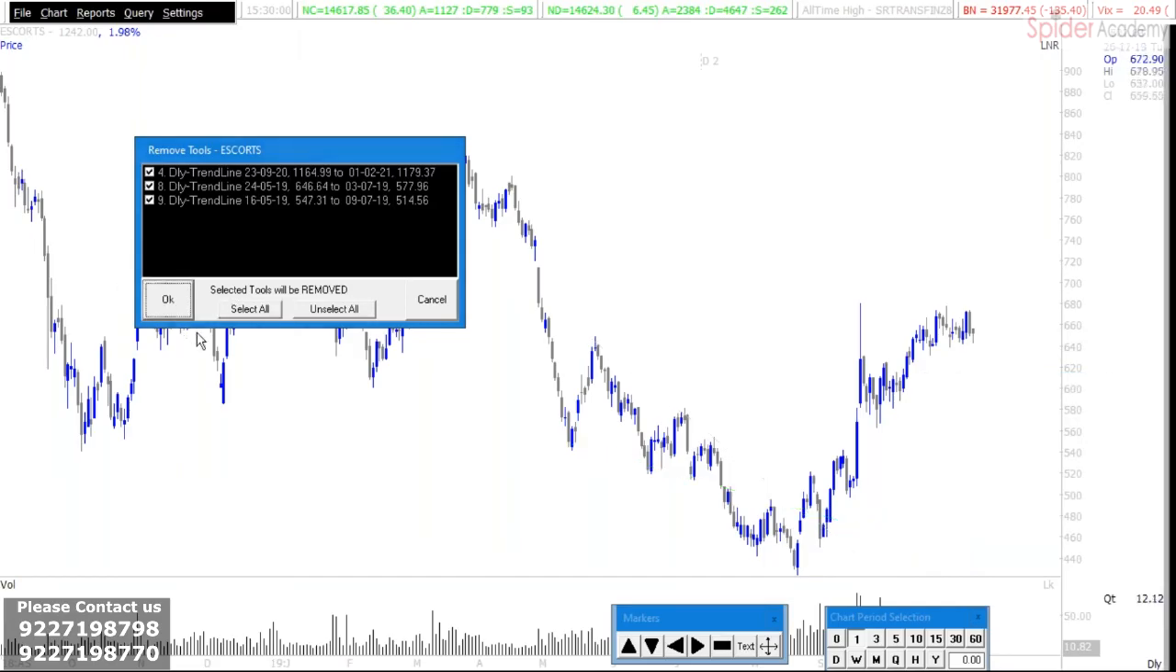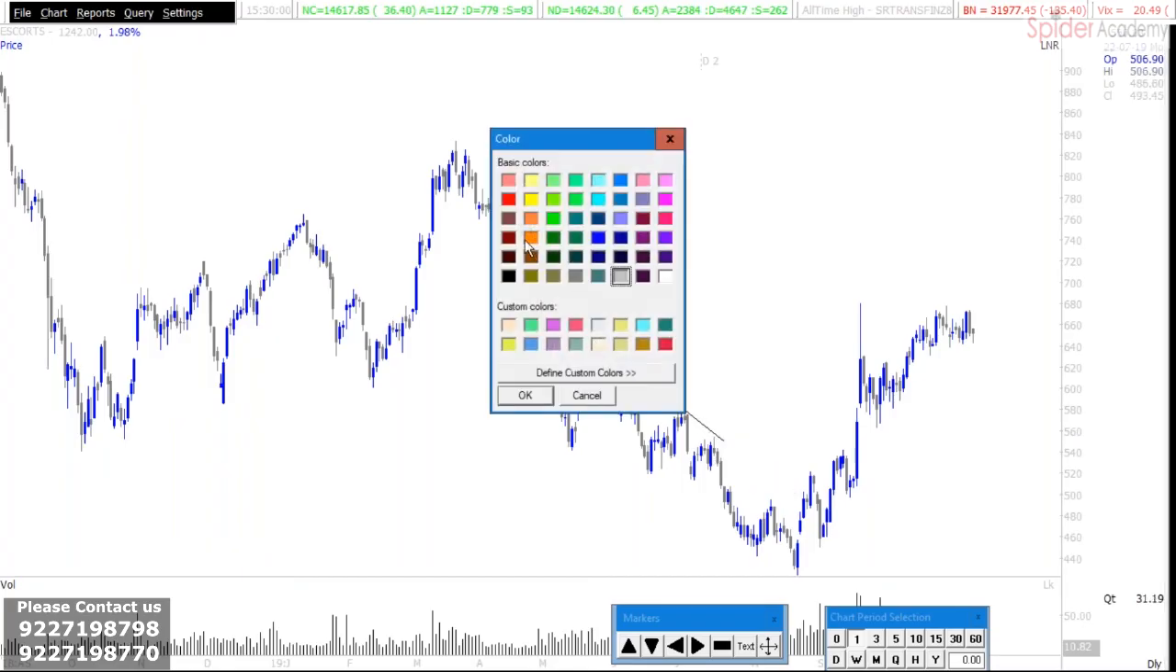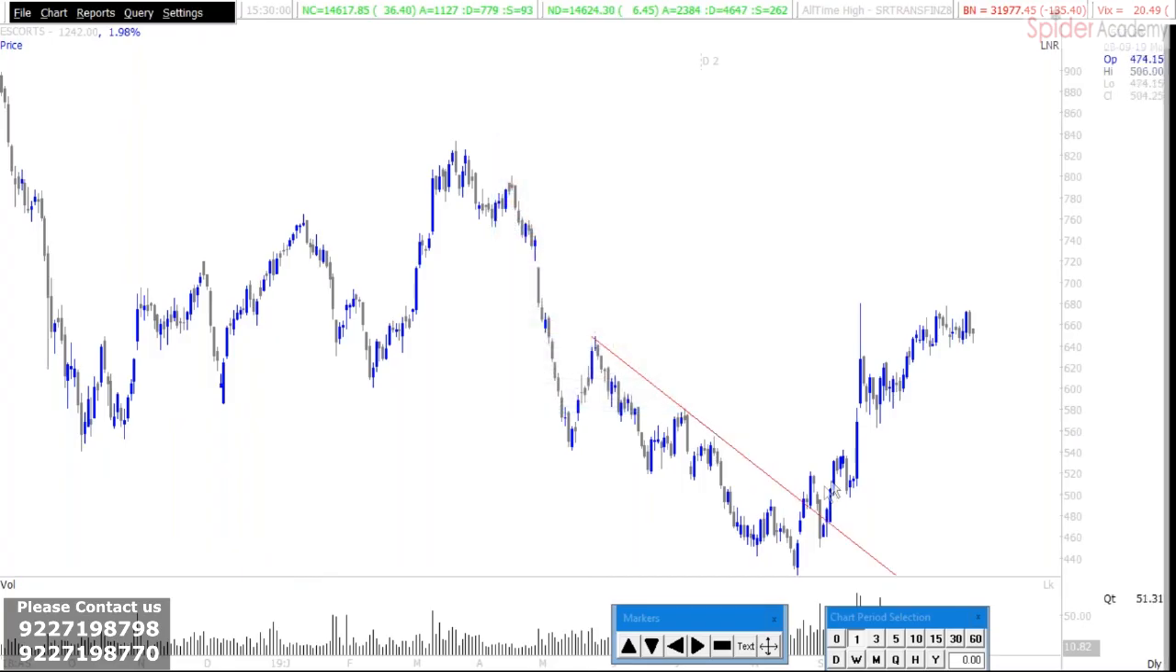I'll just remove all the lines. So at this particular point, you could also have drawn a resistance line like this, a set of resistance lines. Maybe I would have worked with this particular resistance line. So the stock gave a breakout, and then it fell a bit and then moved up.